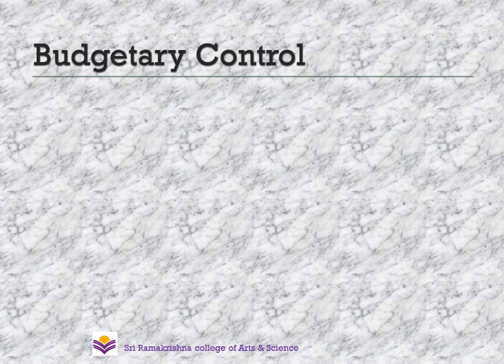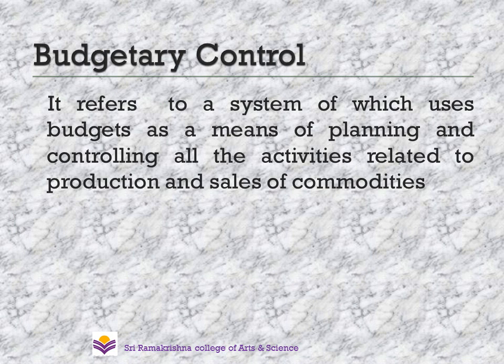So next we are going to see about budgetary control. It refers to a system which uses budgets as a means of planning and controlling all the activities related to production and sales of commodities. So it is the exercise of control in the organization with the help of budgets. A budget should provide the information necessary to enable approval, authorization, and policy making bodies to assess the project proposals and take decisions inside a concern.